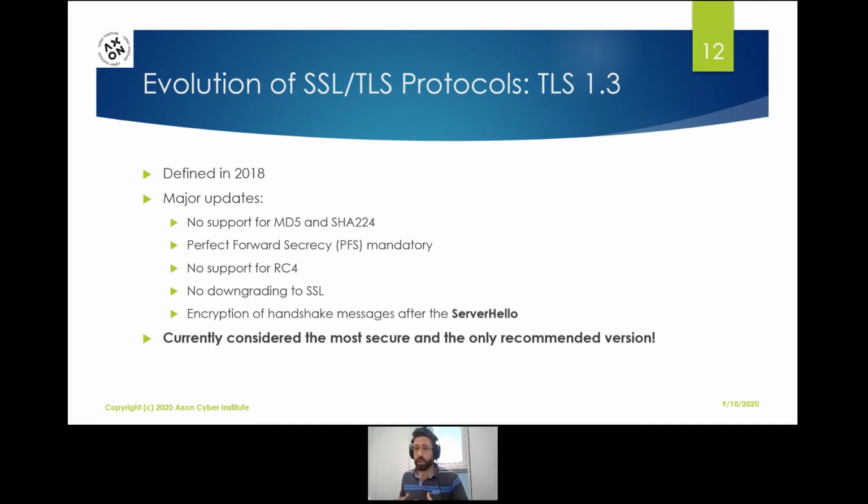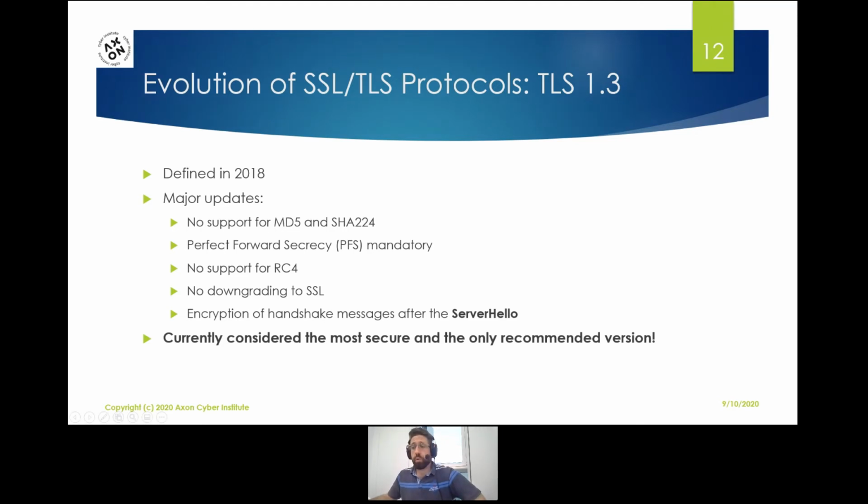Even modern applications like WhatsApp and Facebook use a new encryption key with every new message, so that if a hacker can crack a key, he can only get access to one particular message, not to all the messages or the entire communication. This is very important. So 1.3 requires perfect forward secrecy. All ciphers must have PFS.